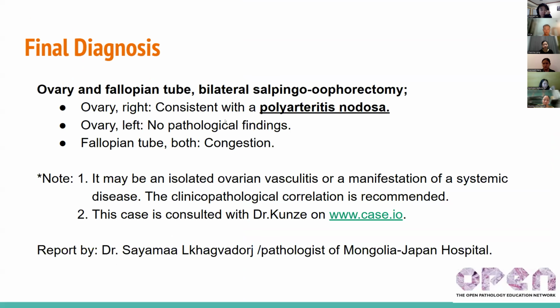Next slide, please. After that, we made the final diagnosis. In her right ovary, it was consistent with polyarteritis nodosa, and in her left ovary, there were no pathological findings, and the fallopian tube showed only congestion. And we consulted this case with Dr.